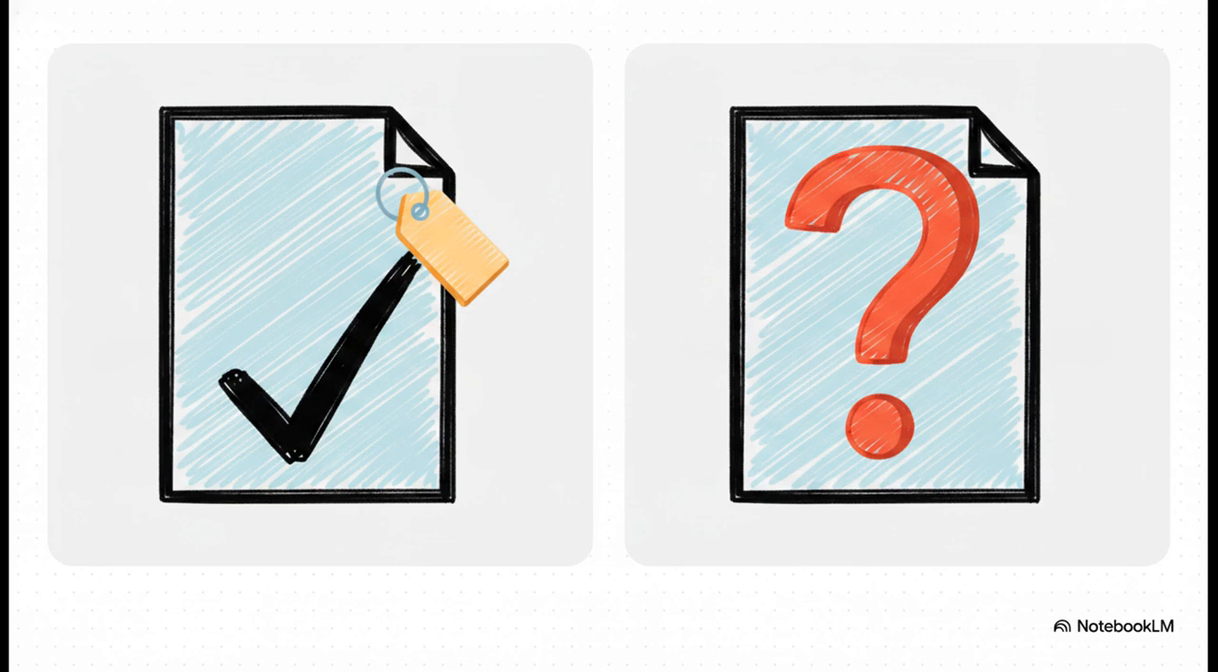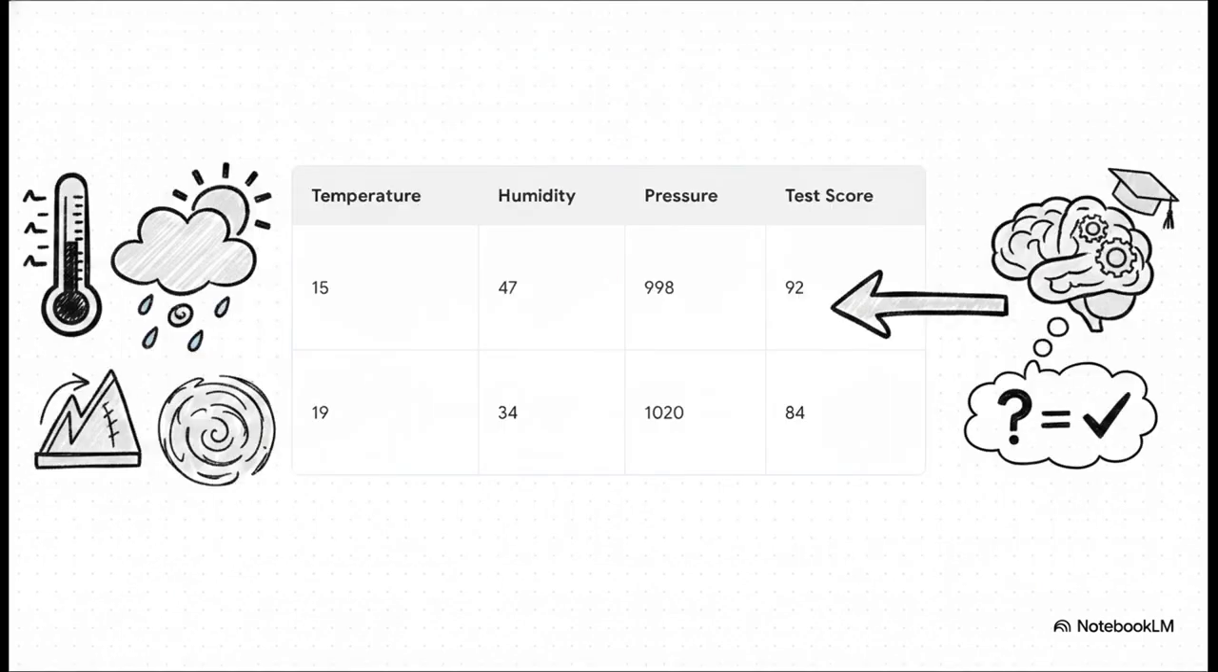Second, we have unlabeled examples. These contain the features only. We use these later on when we want our trained model to make a prediction in the real world, a process we call inference. Let's look at how these pieces fit together. You've got your input features, say things like temperature, humidity, and barometric pressure. And these lead directly to our label. In this specific scenario, the label is a student test score that we actually want to predict based on those weather features. So the label is simply the specific answer we want the machine to learn to figure out, using those features as its clues.